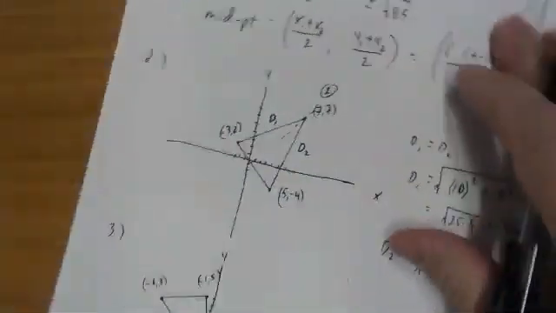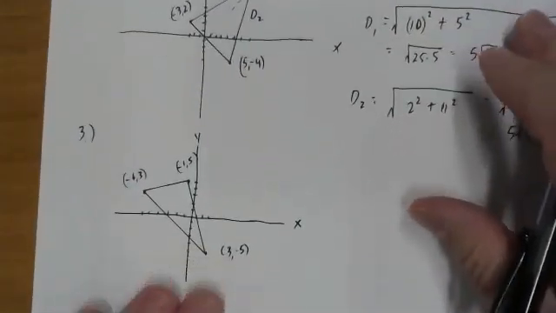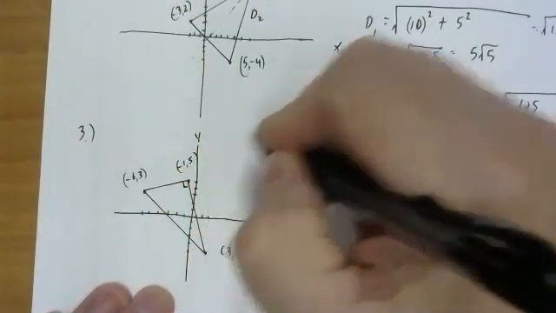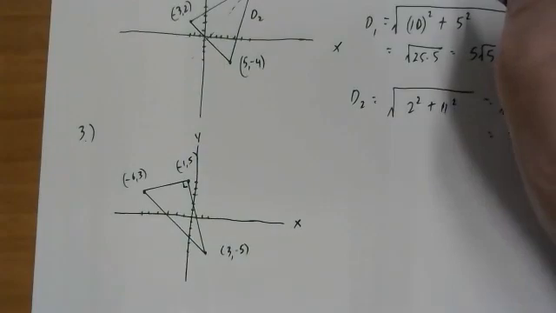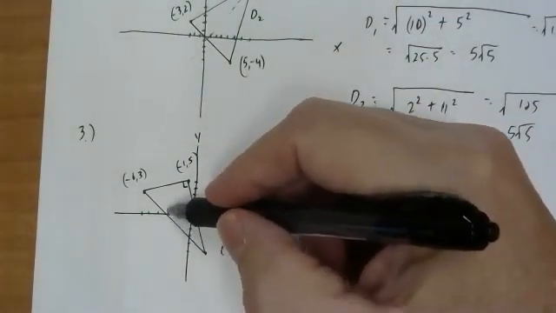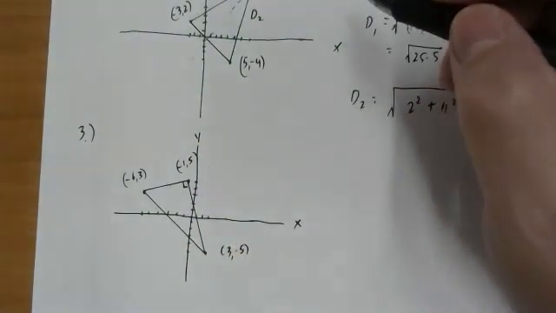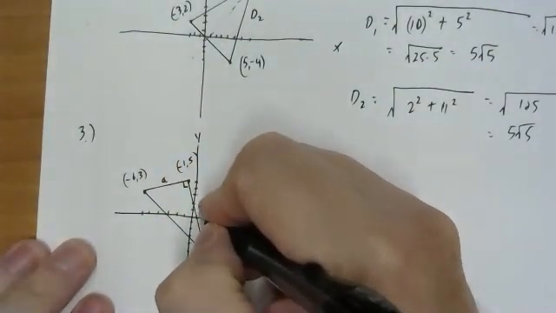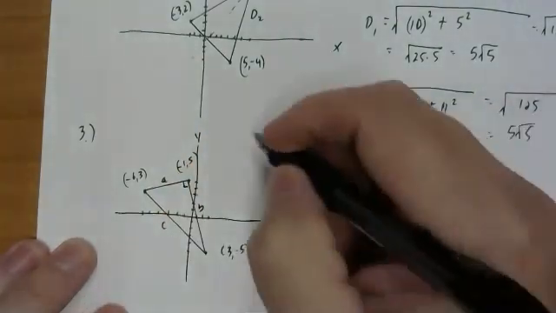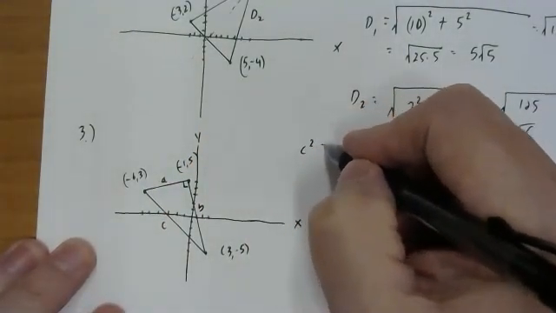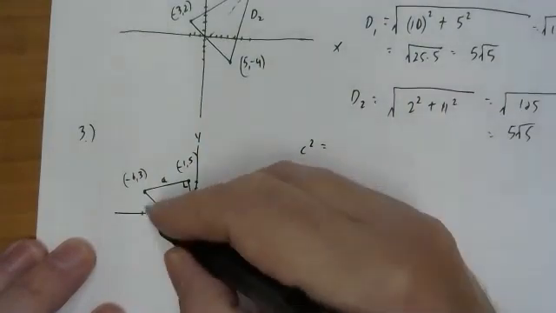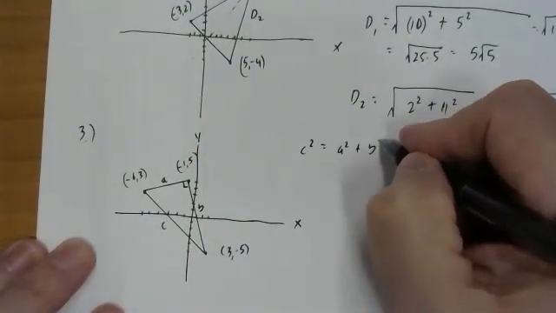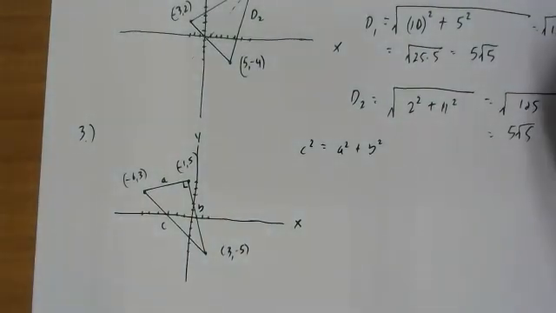So from the looks of it, it's pretty obvious that if it's a right triangle, it's going to be like this. So this is the hypotenuse, and these are the legs. If I call this A and this B and this C, Pythagoras said hypotenuse squared equals the sum of the squares of the legs.